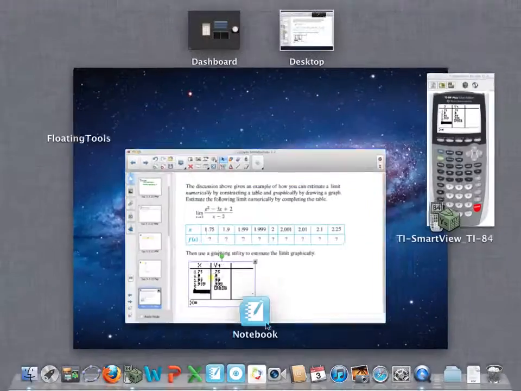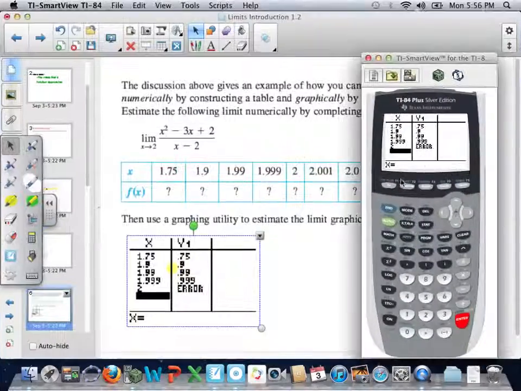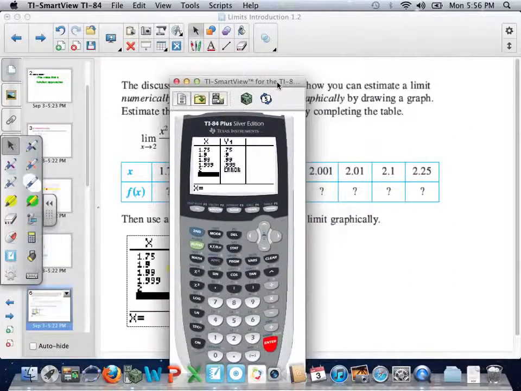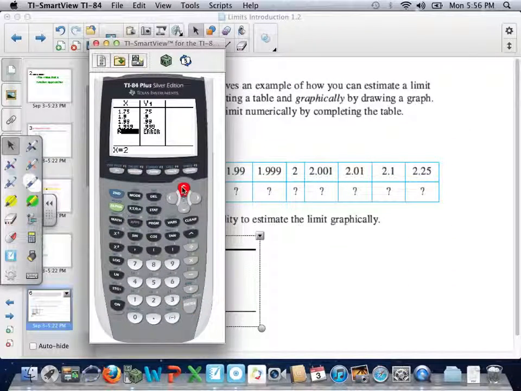Now my right side, do the same thing here. So 2 does not work, but 2.001 does. 2.01 does. 2.1 and 2.25.